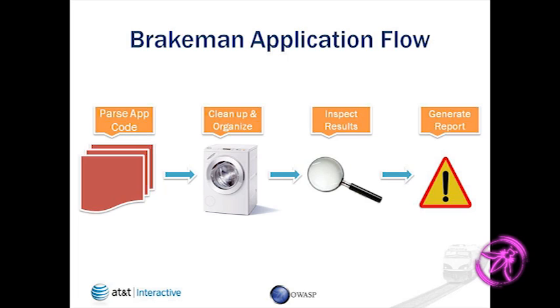So the way Brakeman works is, first, of course, it parses the code. It does some cleanup, some simplification of the abstract syntax tree. And then it looks at the results of that, it runs multiple checks on it, and then it generates a report.